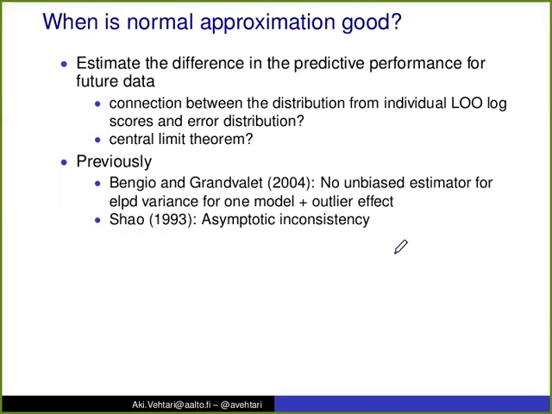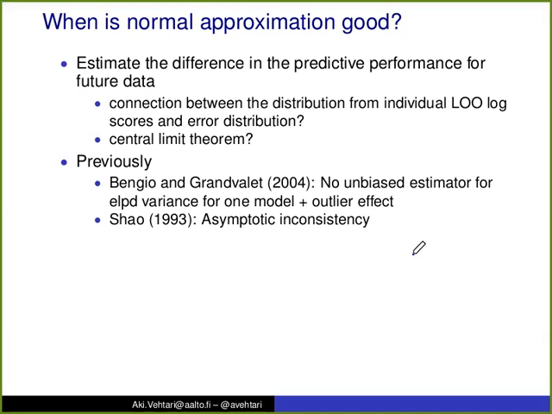There are two relevant papers for this previously, on cross-validation. They show that there's no unbiased estimator for the ELPD variance for one model. Actually, we don't care if we have a perfectly unbiased estimator. We care that bias should be small and overall the error should be small. But they also show that if the number of observations is small or there are a small number of outliers, then these variance estimates can actually be quite bad. And this is also related: with a small number of observations or outliers, the central limit theorem breaks.